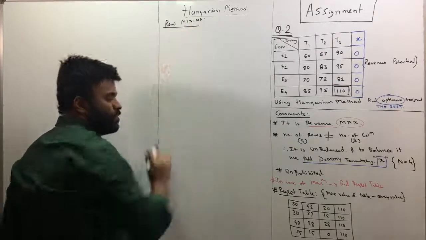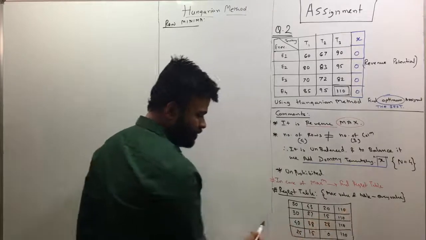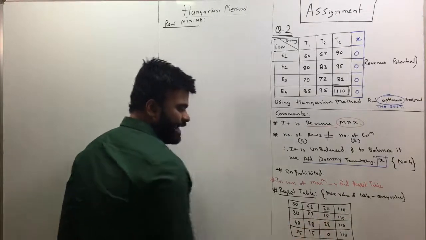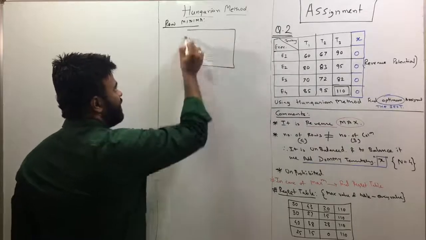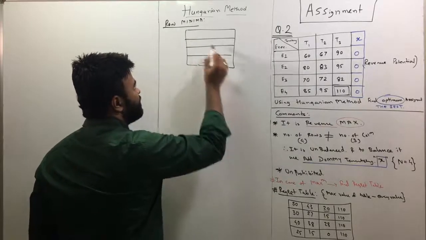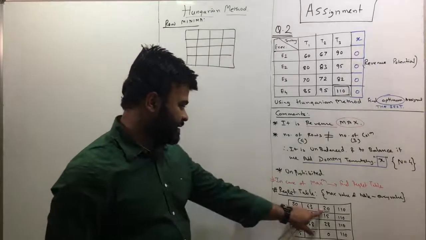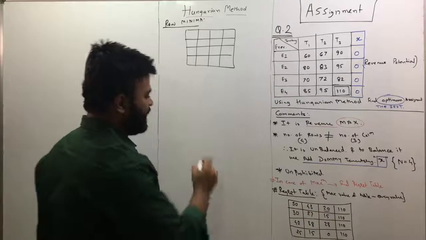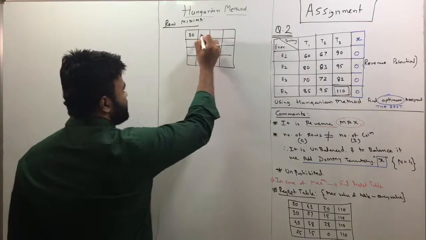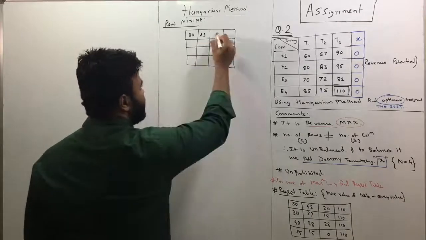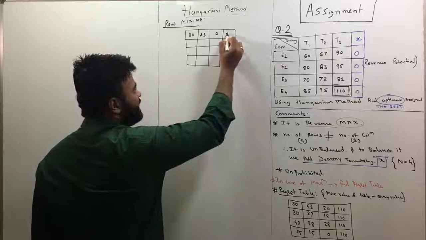For row minima, it's the same procedure: take the smallest number of the row. In the first row, the smallest number is 20, and subtract it from every value of the first row. Let's quickly draw that. 1, 2, 3 and 4. Now the smallest number is 20. 50 minus 20 gives me 30. 43 minus 20 is 23. 20 minus 20 is 0. And 110 minus 20 is 90, right?